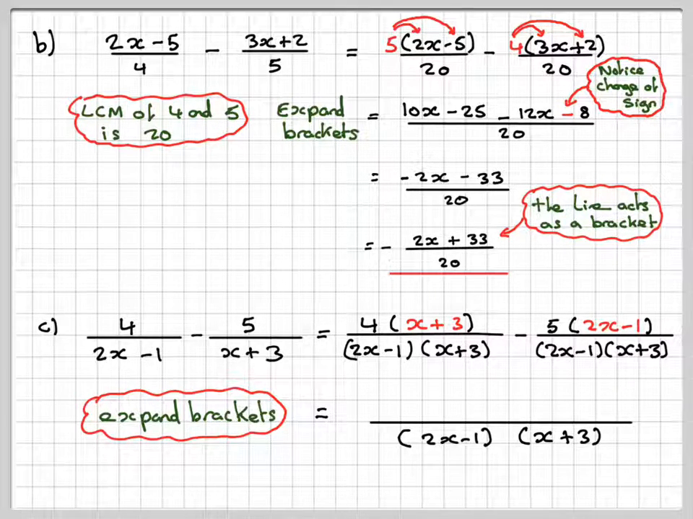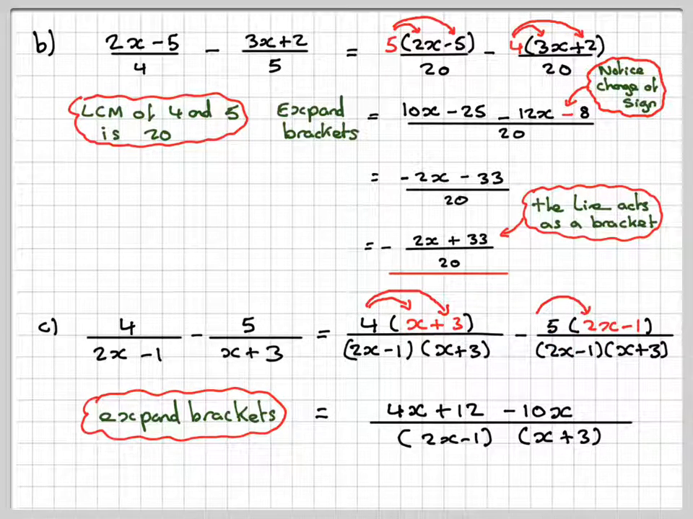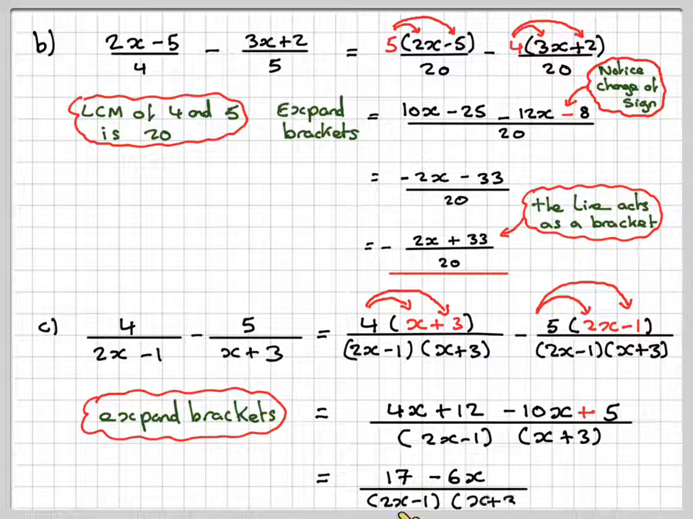So, expanding the brackets, we need to do 4 times x, which gives me 4x, 4 times plus 3, which gives me plus 12, minus 5 times 2x, which gives you minus 10x, and then a minus times a minus, which gives you plus 5. So, if we deal with the numbers first, because they're positive, 12 plus 5 gives me 17, and then 4x minus 10x gives me minus 6x, and then we write that over 2x minus 1, x plus 3. Notice that we don't actually multiply out the denominator at any stage.